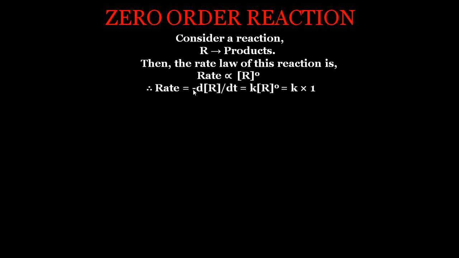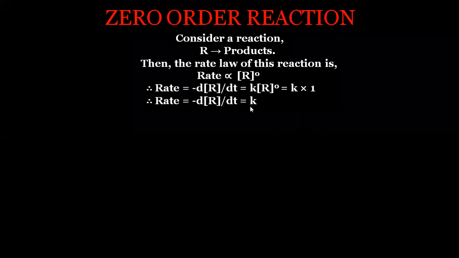I hope we understand, when we write minus, what we mean is that the concentration of reactant will always decrease with time. So minus d concentration of R, change in the concentration of R with respect to time, dt. That is the expression of rate. If I remove the proportionality sign, it will be equal to rate constant, the concentration of R to the power 0. It will be equal to K, and R to the power 0 will be 1. So what I can write is rate will be equal to minus dR by dt equal to K, since R to the power 0 is 1.